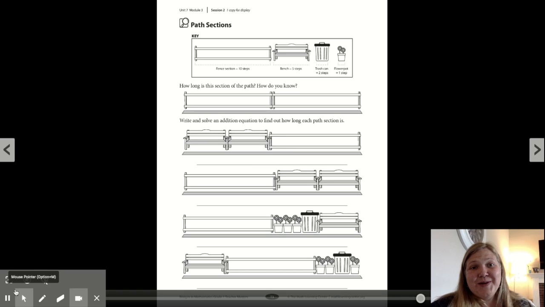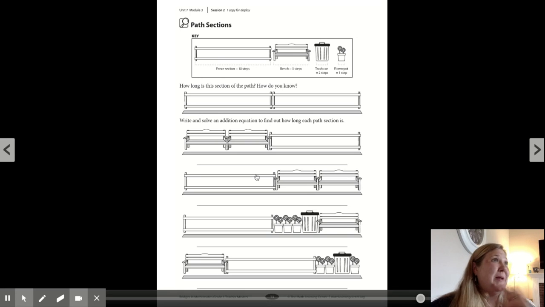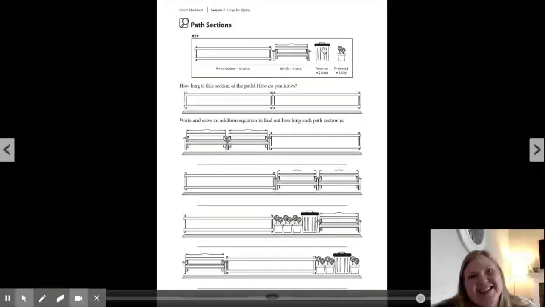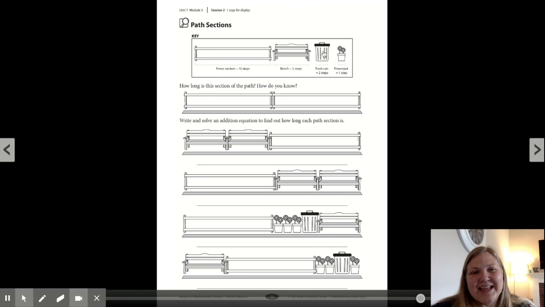Hi, boys and girls. Thank you so much for helping to decorate the path. So many people came out and enjoyed it, and then we realized we forgot to put trash cans. So now we added some trash cans. So let's take a look at this key for the path sections.